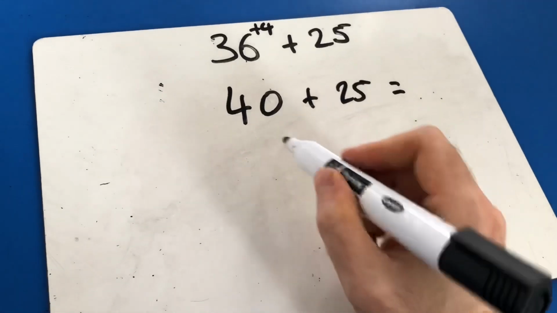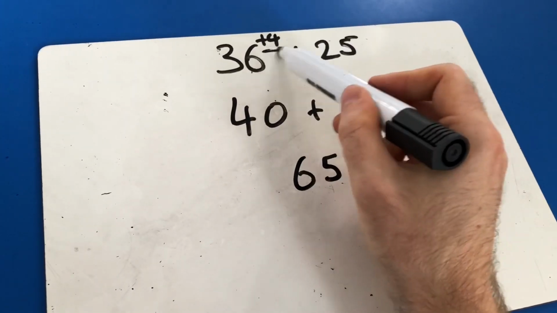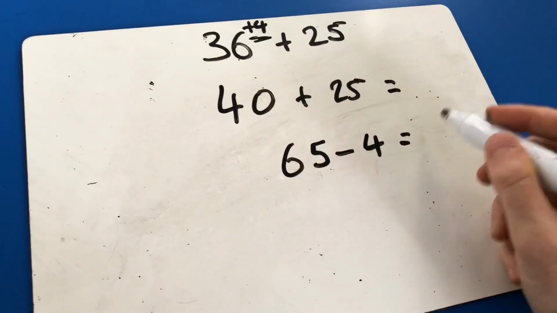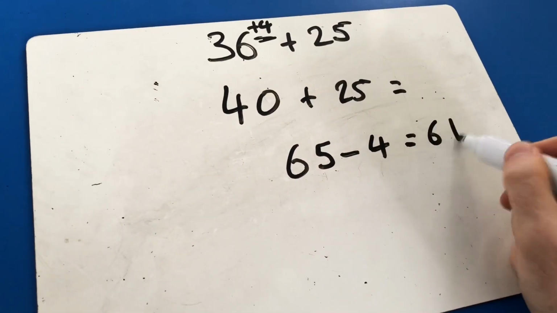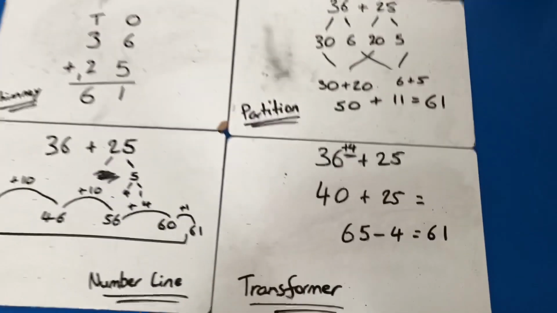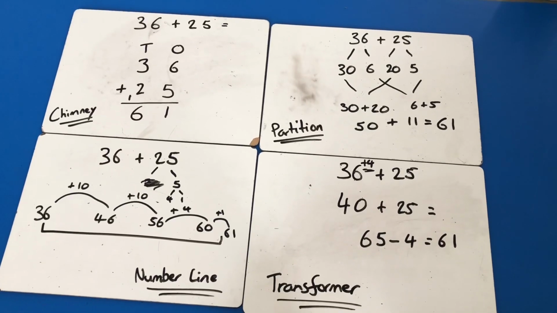Add those two together, I get 65. But I need to take off that number that I added. So I added 4, so I need to take off 4. So 65 take away 4 is 61. So there you have it. You've got chimney sums, partition, number line, and transformer. 4 different ways that you can do the same sum.